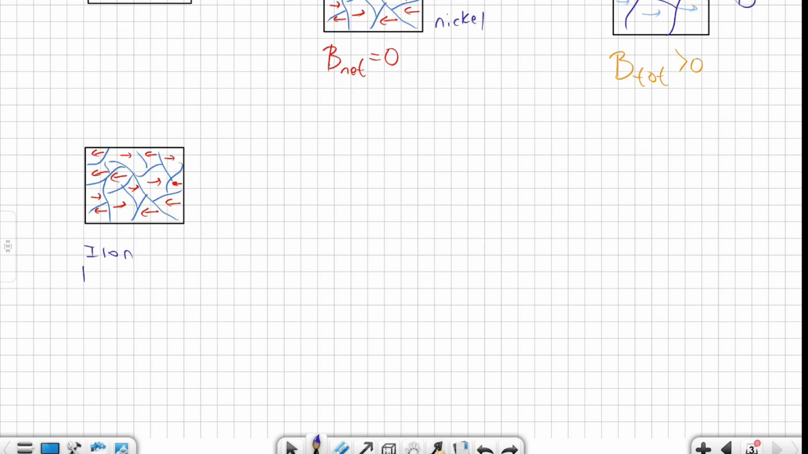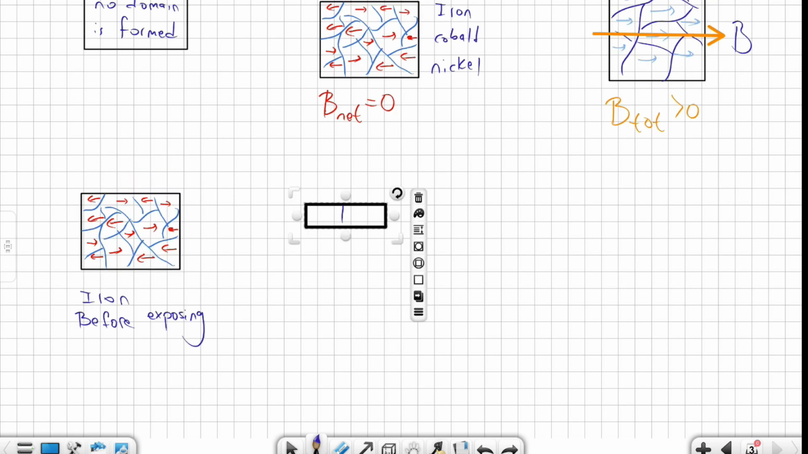This is a piece of iron before exposing it to a magnet or magnetic field. And let's have a magnet. One side is north, one side is south. The direction of the magnetic field is always coming out from the north pole, which we'll be talking about in a minute. This is the direction of the external magnetic field or the magnetic field of the magnet.